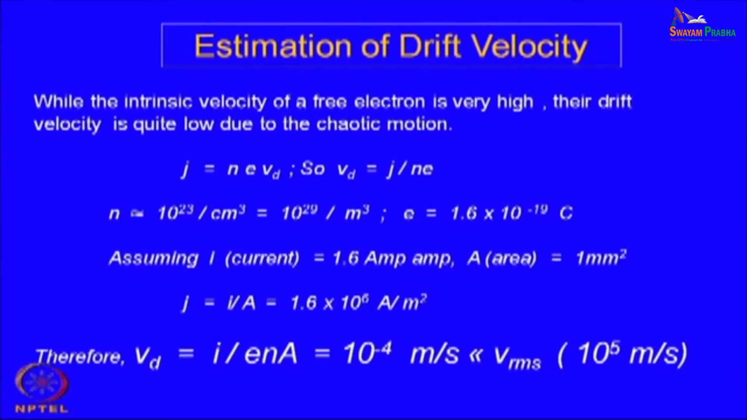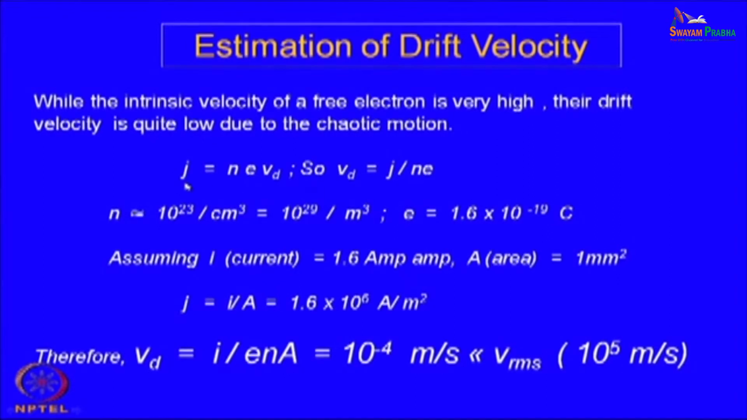Now, we have introduced a term called drift velocity. While the intrinsic velocity of a free electron is very high because of the thermal motion, their drift velocity is quite low due to the chaotic motion, that is the random motion, and the collisions of course. It is the collision which hinders their movement, and the average velocity is much lower. There is an order of magnitude calculation here. One can go through it.